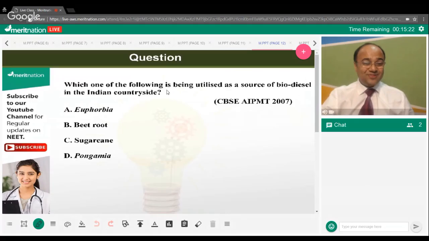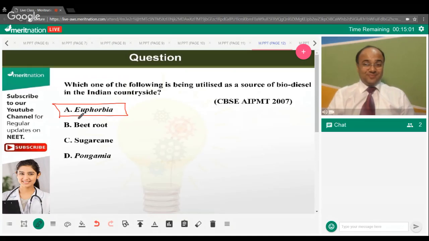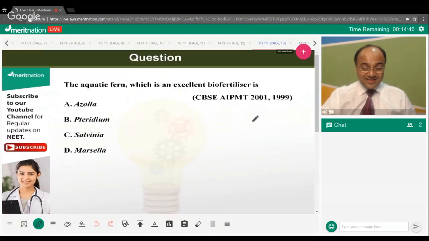Let's make it quick. Which one of the following is being utilized as a source of biodiesel in the Indian countryside? This is a very important question, even from a general knowledge point of view. Biodiesel is becoming a reality of our Indian fossil fuel industry. And the correct answer, I have already boxed it. It is option A. Good evening, Jyoti. Well, the answer is option A this time. Okay, let's see the next one quickly.